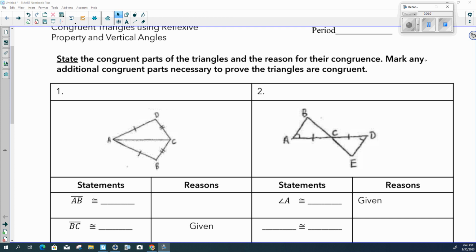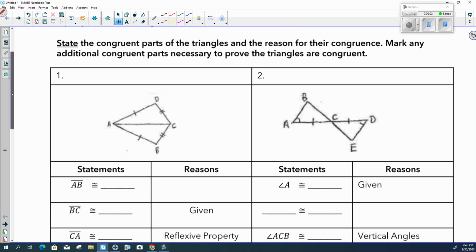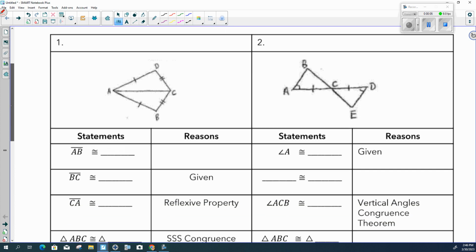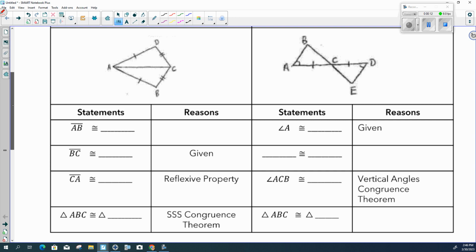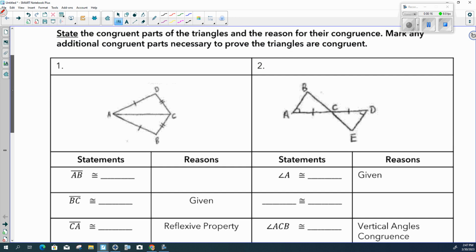I'm making an answer key since I'm not going to be here the day you guys are finishing this, and I have a feeling some people might need a little extra help. So we did this one yesterday, but just to have an overview of what in the world we're trying to do, we're trying to prove that these two triangles are congruent.